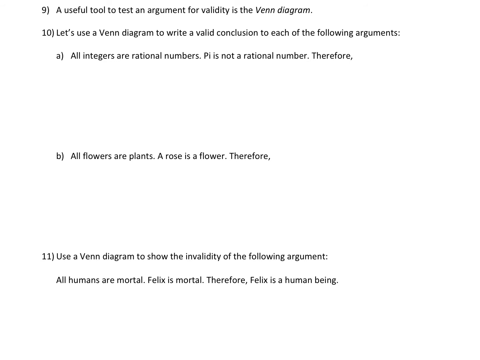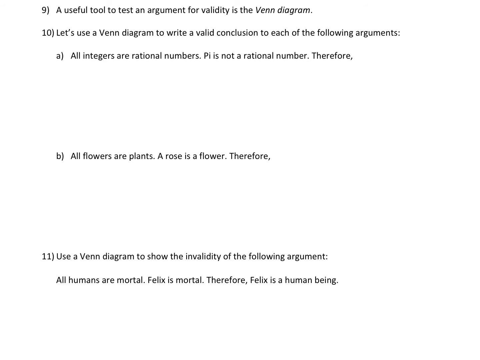So I have all integers are rational numbers. Pi is not a rational number, therefore we can use universal modus tollens to answer this right away, we would say pi is not an integer, but a Venn diagram can be really helpful.